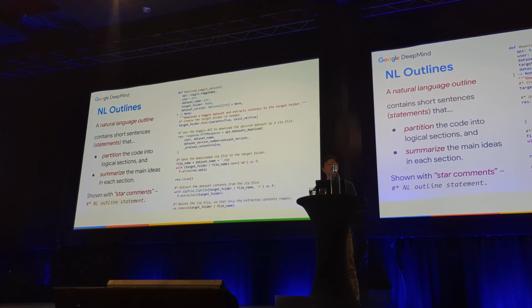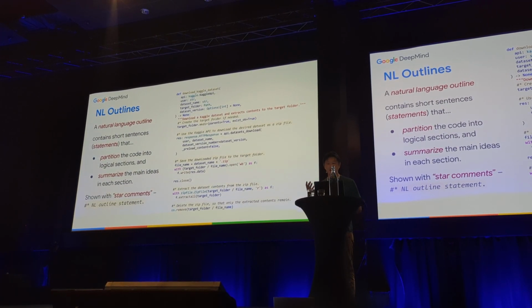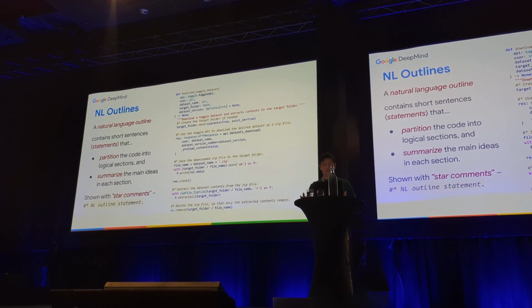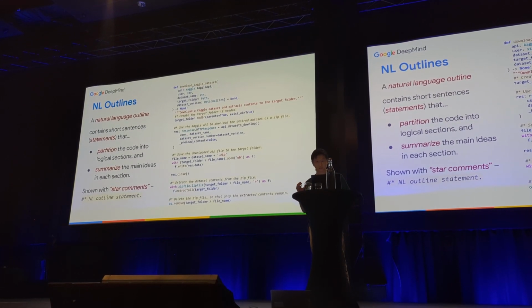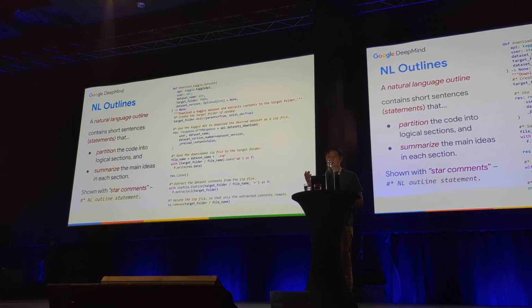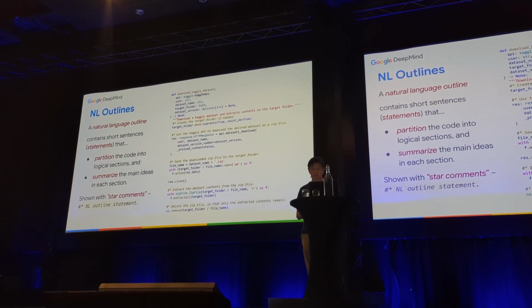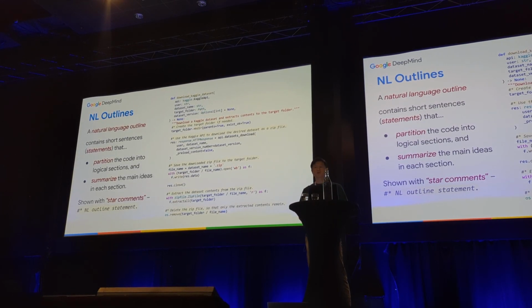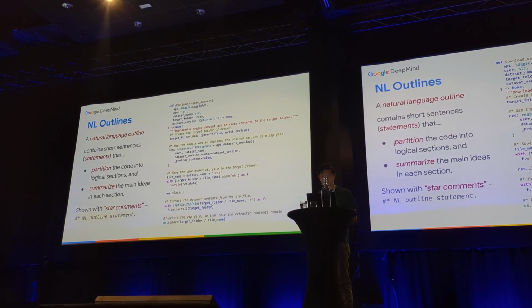We bring these themes together in the concept of natural language outlines. An NL outline contains short sentences or statements that partition the code into logical sections, and they summarize the main ideas in each section. On the right is an example where the NL outline statements are shown as comments with a special syntax, and they're highlighted in yellow.